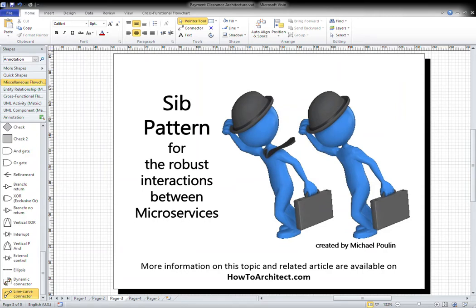I'd like to present you a Sib pattern designed to make the interaction between microservices robust. Why do we need it? Business tasks require microservices to interact because they implement business functionality. In the distributed environment, microservices, as any other components, may and can fail. However, business does not accept failed functionality. Thus, we need to maximize robustness of microservice-based solutions. The following representation addresses exactly this problem.